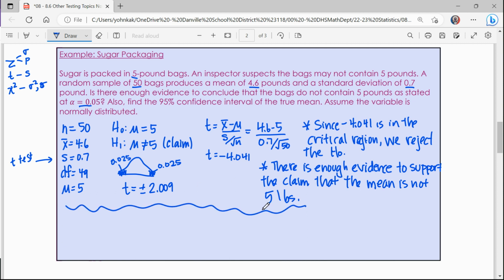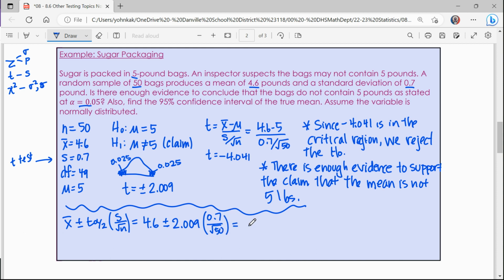I'm going to put a little mark here. Now we have to do the confidence interval part. Now this is a chapter 7 thing, so you might have forgotten, but the confidence interval is x bar plus or minus t alpha over 2 times the standard deviation s over the square root of the sample size n. So we're going to take 4.6 plus or minus 2.009 times 0.7 over the square root of 50.